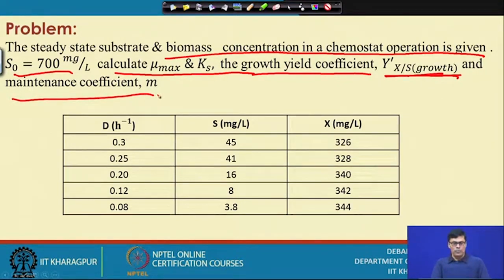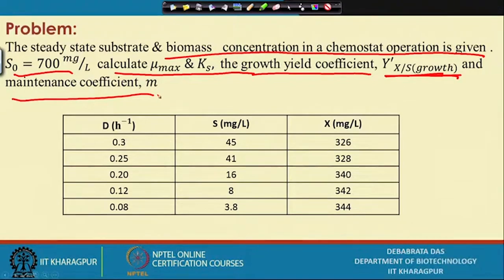Up till now we didn't discuss how to determine the true growth yield. Now, what is true growth yield? Up till now we have come across the overall growth yield. Overall growth yield means grams of cell produced per gram of substrate consumed. When we say grams of cell produced, it may comprise both the viable cells and the dead cells.